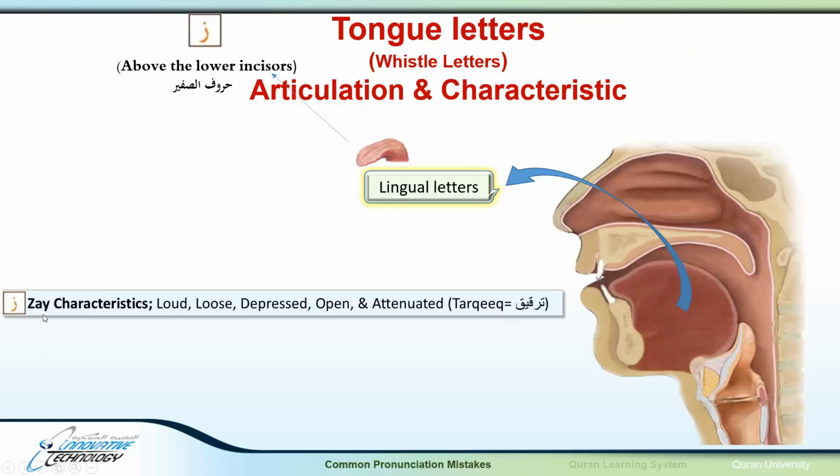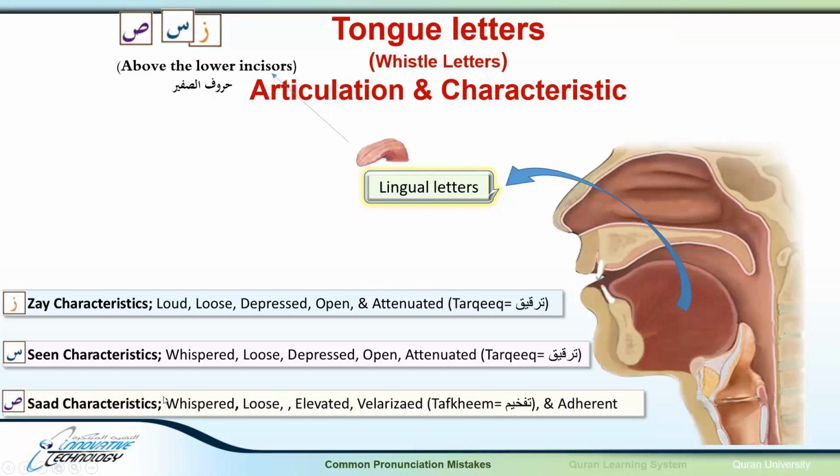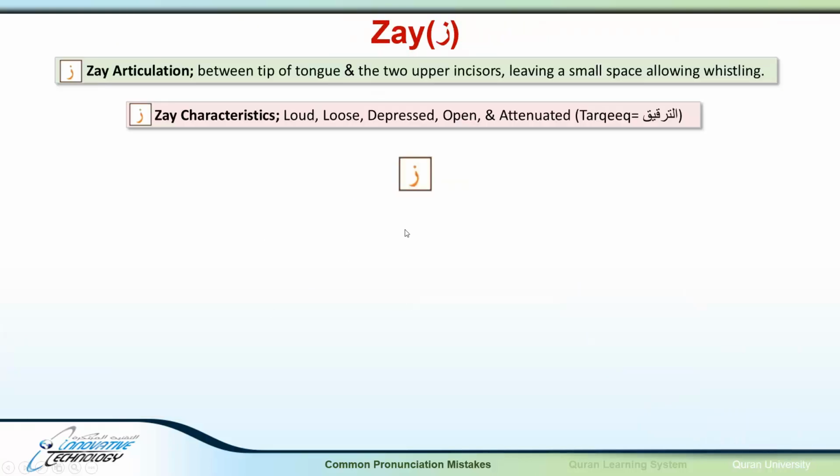The zay is characterized by being loud, loose, depressed, open, and attenuated. It has tarqiq. The second letter is the sin. The sin is characterized by being whispered, loose, depressed, open, and attenuated. It also has tarqiq. The sad is characterized by being whispered, loose, elevated, velarized, and adherent. This letter has tafkhim. And let's start with the zay mistakes.